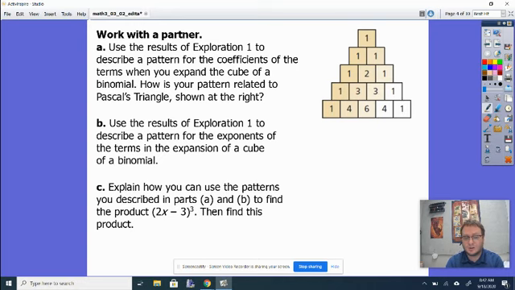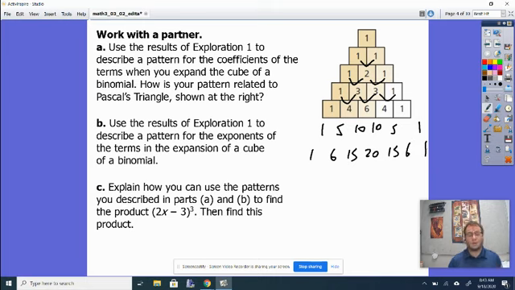Okay, so first we have this nice pattern where as we go down the sides, we've got ones. And then we add, we get 2. Add, we get 3. 1 and 3, 4. 3 and 3, 6, so on. And then I can do this forever. Put 1s on the outsides. 1 plus 4 is 5. 4 plus 6 is 10. 10, 5. I can keep going. 1, 6, 15, 20, 15, 6, 1. And I can keep doing this forever and ever.